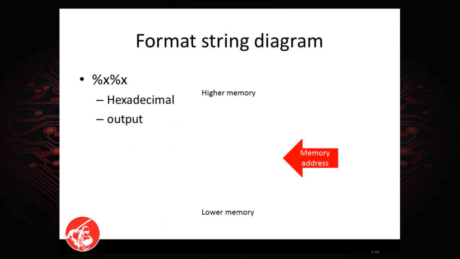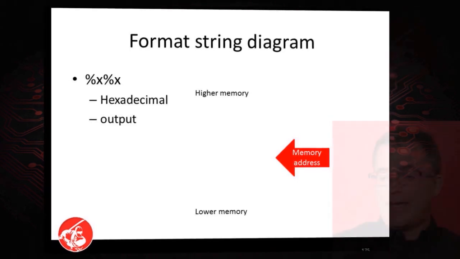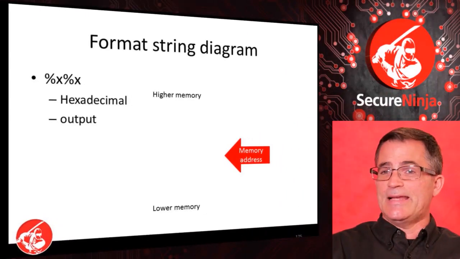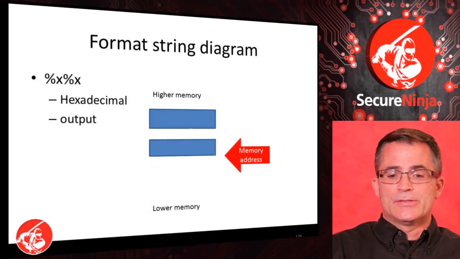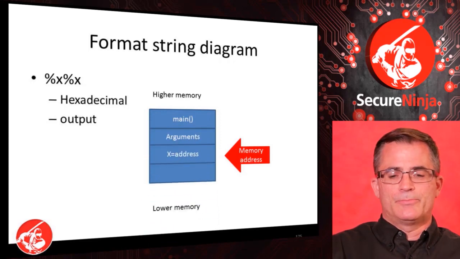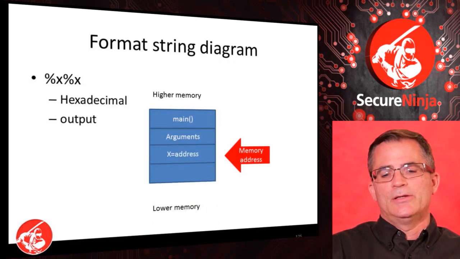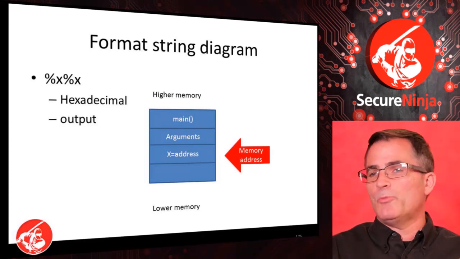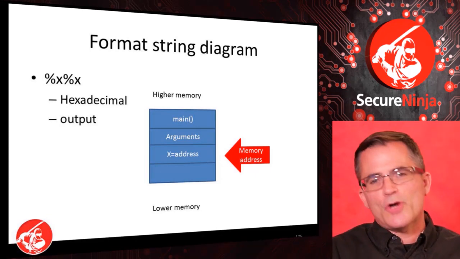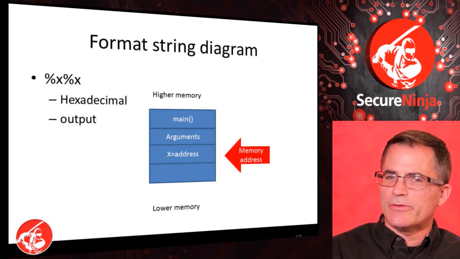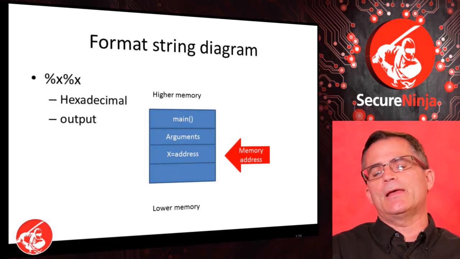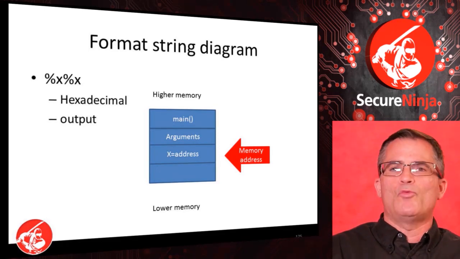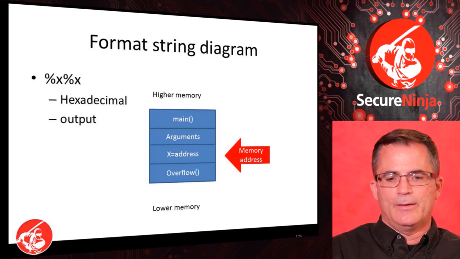Here's an example. Enter your input. I enter %x, %x. It's hexadecimal. So now what happens is X equals address. So the X is the address in memory. What's in red? The instruction pointer. So now I have the address to the instruction pointer, which is why I said in a format string attack, we can walk up and down the stack.